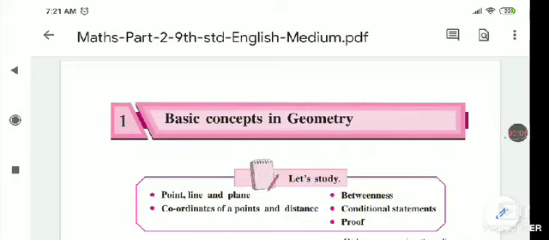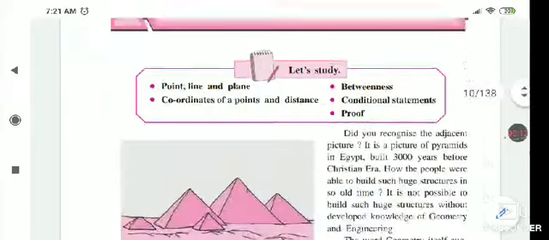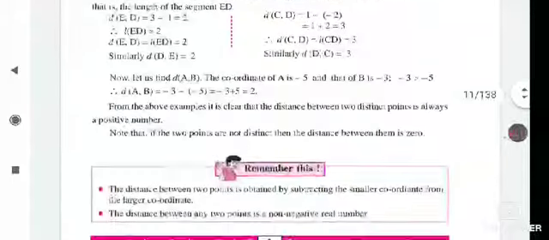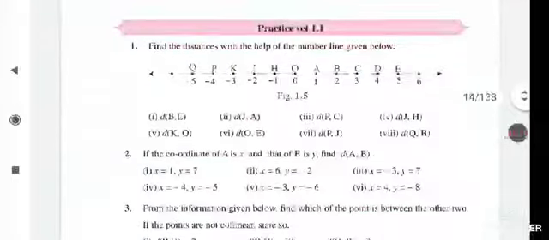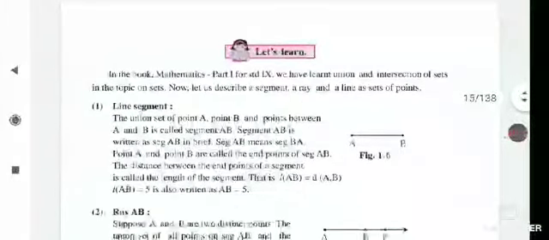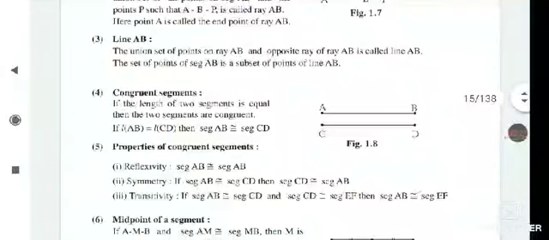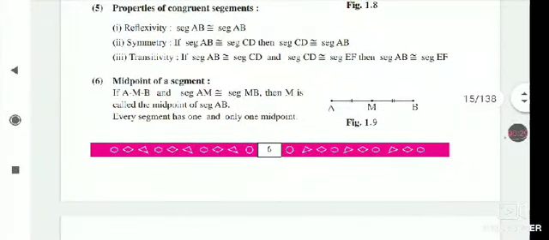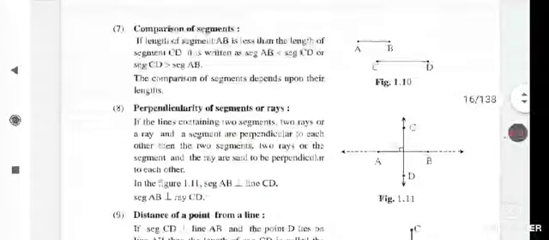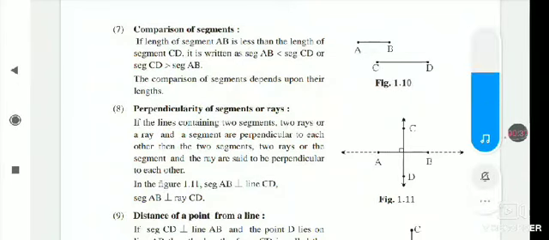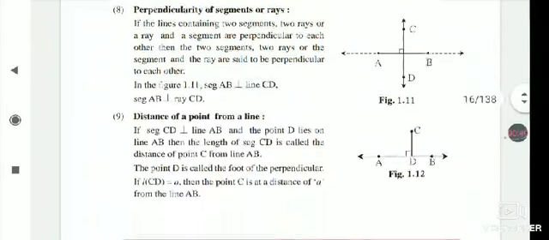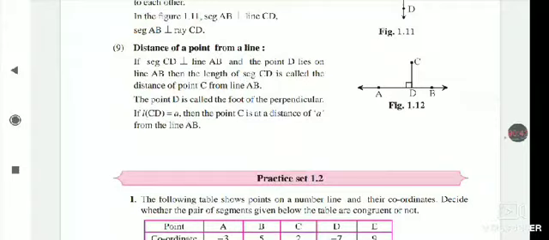We are looking at the revision lectures. We are taking the revision of the first lesson, and under this lesson we have revised how to find the distance, how to read the coordinates, then some of the basic concepts in geometry, that is the line segment, ray, congruent segment, properties of congruent segment, midpoint of a segment. Then we had seen comparison of segments, perpendicularity of segments or rays, and then distance of a point from a line. This point we had seen.